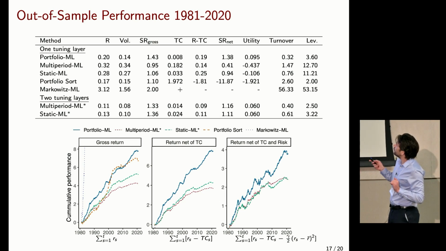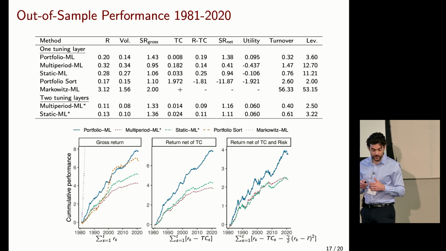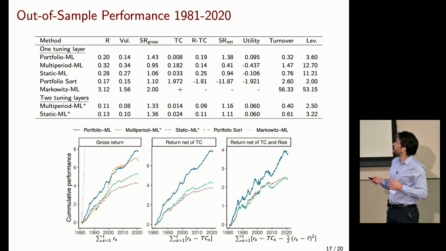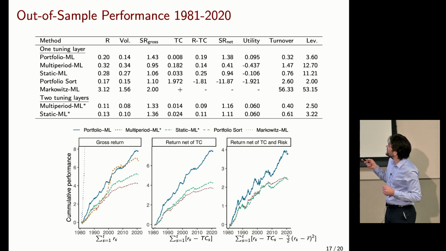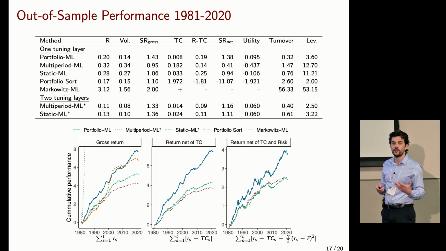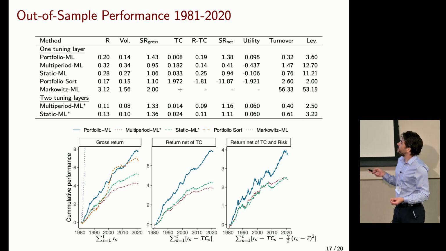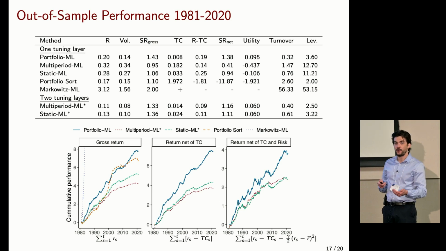Now, when we move to Sharpe ratios after trading cost and utility, which is also after trading cost, we can start by looking at this multi-period ML and static ML. Now, what we see with only one tuning layer is that they have a positive Sharpe ratio after trading cost, but actually they'll tend to take on so much risk out of sample that the utility becomes negative. However, once you add this second layer, which we call portfolio tuning, you can actually get higher net Sharpe ratios and, more importantly, much higher utility.